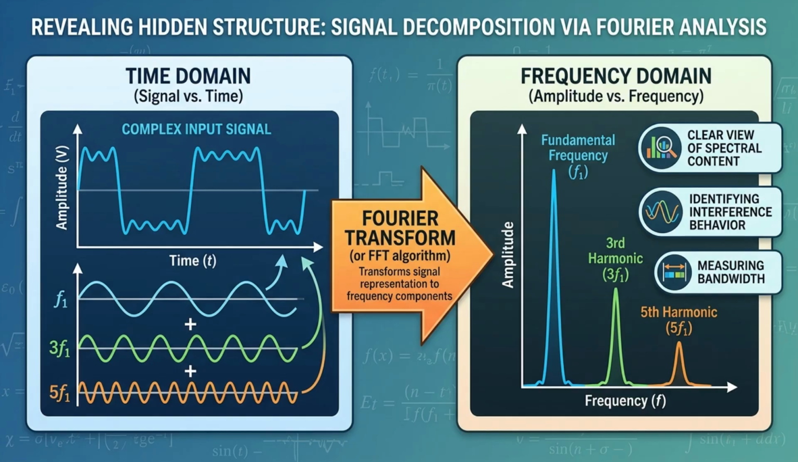To reveal this hidden structure, signals are transformed into the frequency domain using Fourier series or Fourier transform. This transformation decomposes complex waveforms into sinusoidal components, each representing a specific frequency contribution. The frequency domain provides a clearer view of bandwidth, spectral content, and interference behavior.